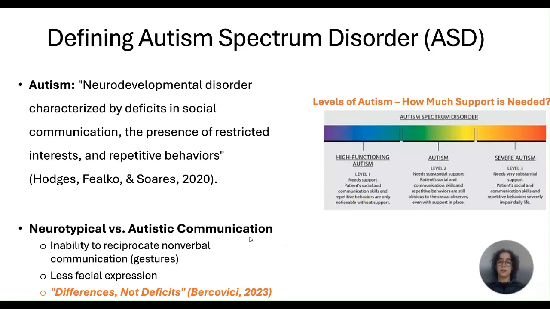So there is a spectrum for autism, and depending on where the client falls in the spectrum is how much support they need on a day-to-day basis. And that can be really important in terms of determining progression of exercise prescription, what testing methods to choose, what exercises to choose in the prescription program.